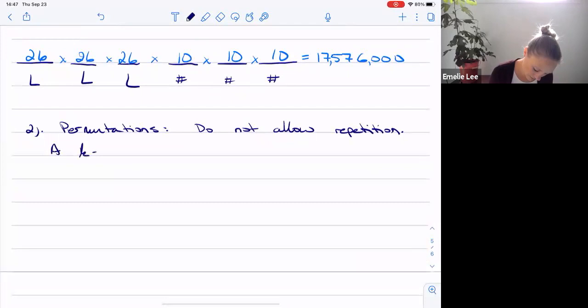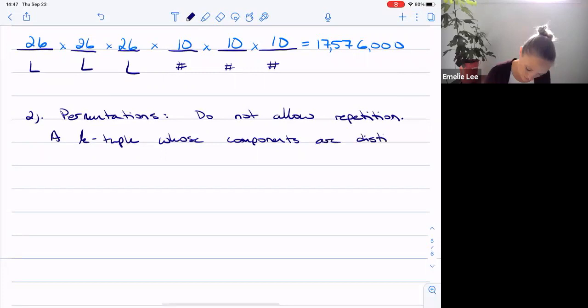I use this script K because it's kind of a placeholder, kind of a variable. So it's a k-tuple whose components are distinct, which means we have no repeats.